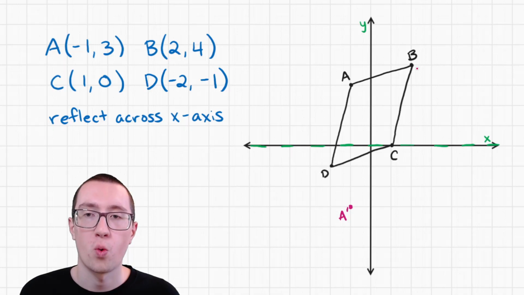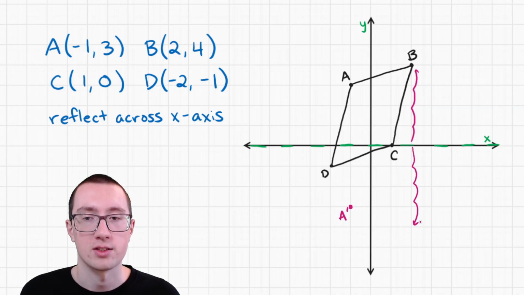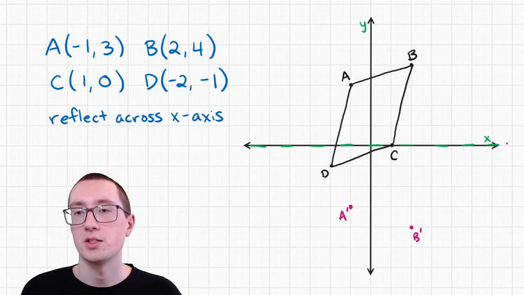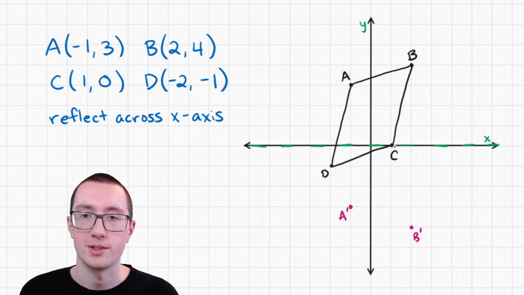Point B is 4 squares above the x-axis, as you can see here, 4 squares. So we now need it to be 4 squares below the x-axis, and this will be point B prime. Next is point C. Now, we need to reflect this across our mirror, our x-axis, but it's actually already on that line. It's not above or below it.